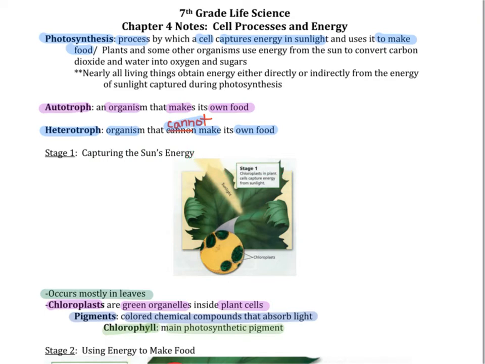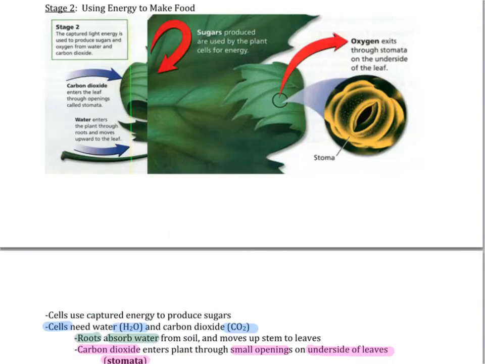Chloroplasts in plant cells are responsible for capturing the energy from the sunlight. And you can see here an increased view is showing the chloroplasts. Photosynthesis occurs mostly in the leaves. Chloroplasts are green organelles that are found inside plant cells. Pigments are colored chemical compounds that absorb light, and chlorophyll is the main photosynthetic pigment found in chloroplasts.